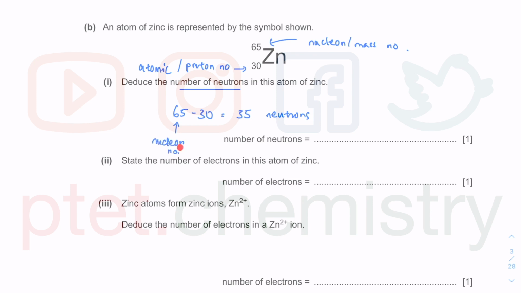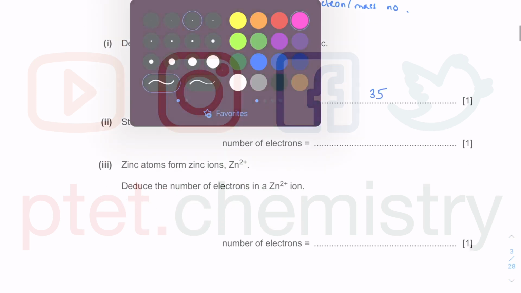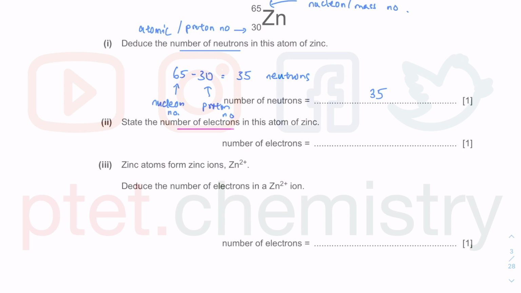So this is number of protons plus number of neutrons, minus the number of protons which comes from the proton or the atomic number. State the number of electrons. They want the electrons, and they have this keyword atom. Atom has no charge, and because you have no charge, the number of protons must be equal to number of electrons. So very straightforward. You look at the number of protons being 30, so you must have 30 electrons as well.